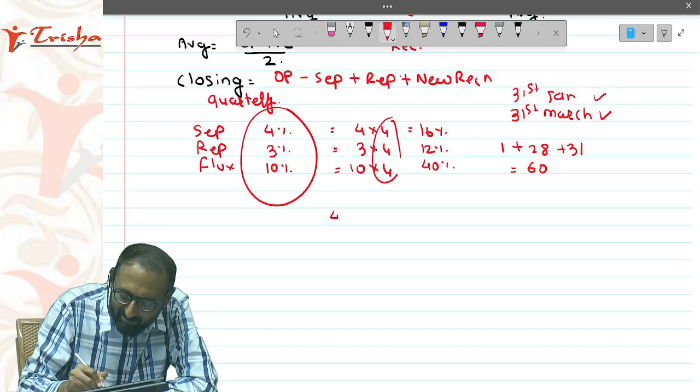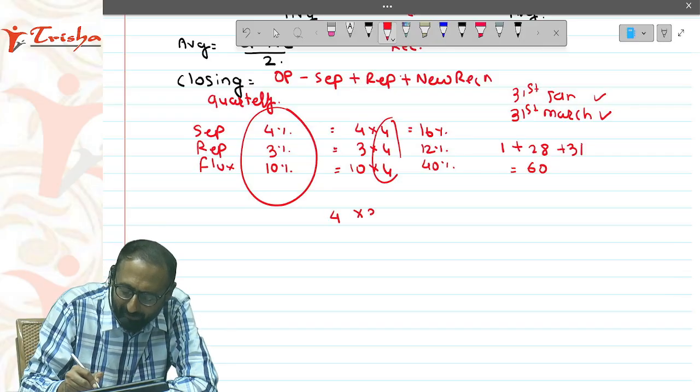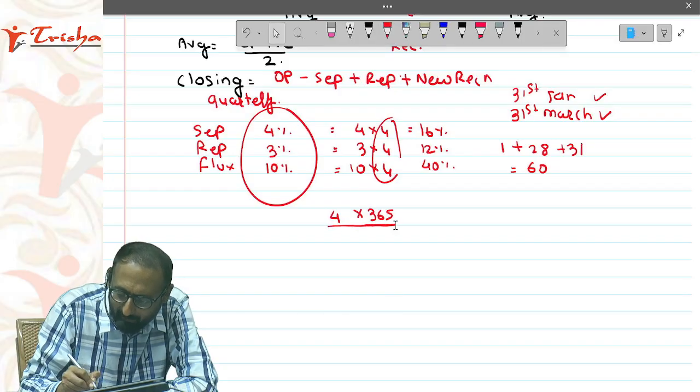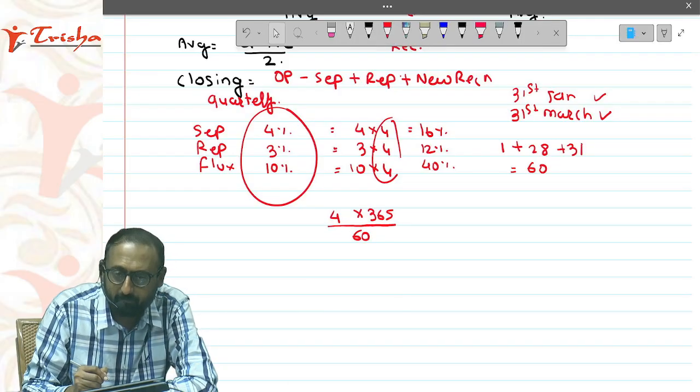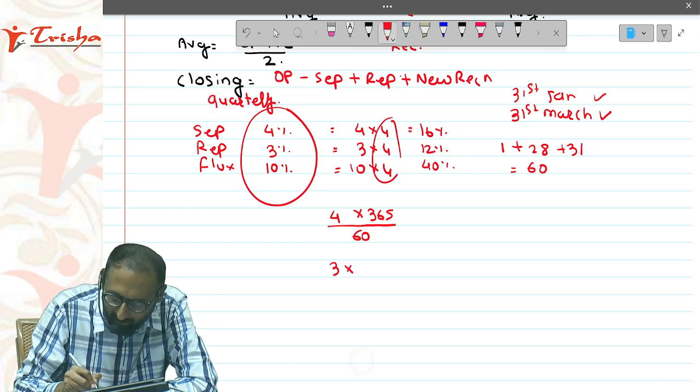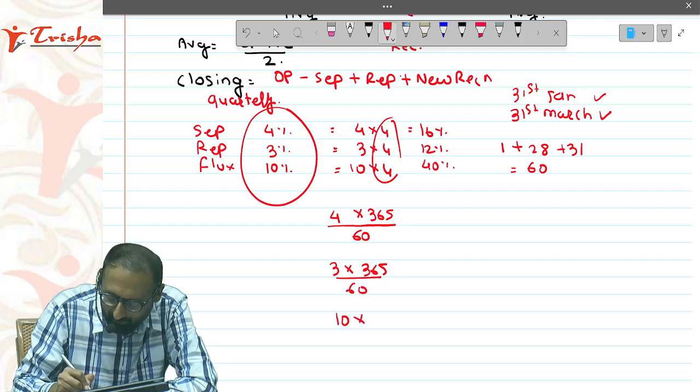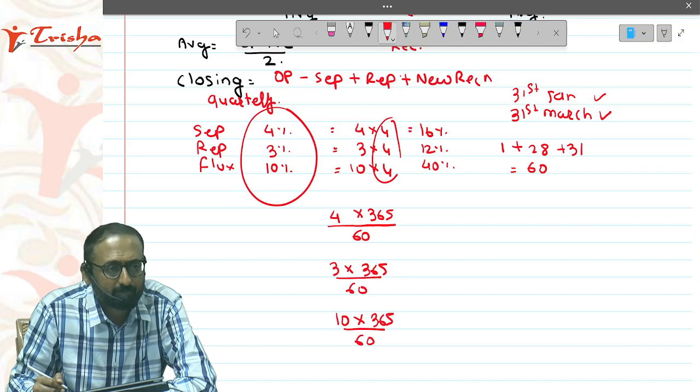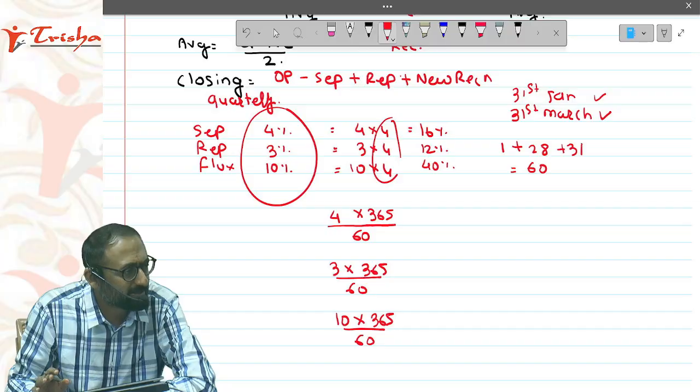If in such a situation you have to calculate annual turnover, you will simply do it like this: 4 multiplied by 365 divided by 60. Next one, 3 multiplied by 365 days divided by 60. Then 10 multiplied by 365 days divided by 60. Correct, guys? Whatever the answer will be.